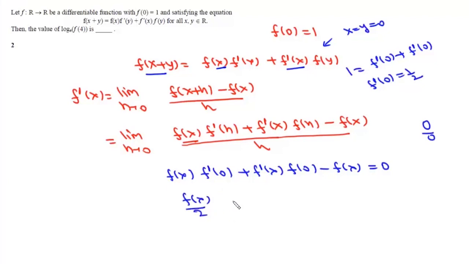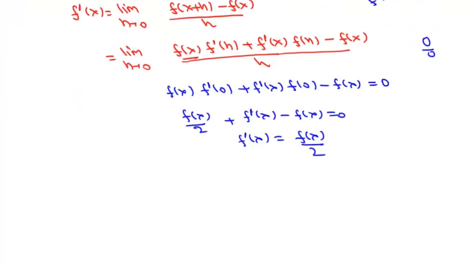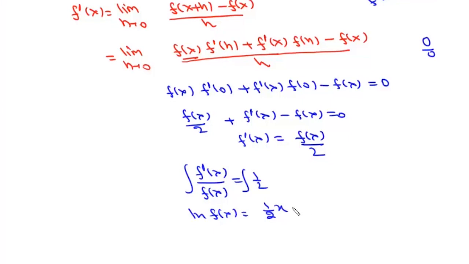And we put this value, we get f(x) by 2 plus f'(x) minus f(x) equals 0, or f'(x) equals f(x) by 2. Now we have to solve this differential equation. We write this as f'(x) upon f(x) and it will be equal to 1 by 2. Now if we integrate, we'll write log f(x) and it will be equal to 1 by 2 x plus c.